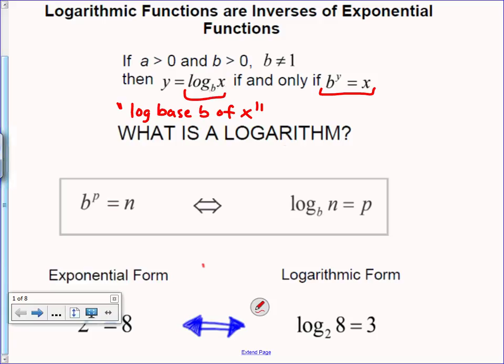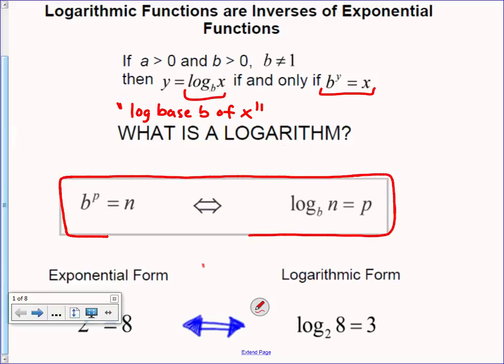Okay, so what is a logarithm more specifically? Well, if you look at this example, in exponential form, if it's base b raised to the p power equals n, that becomes log base b of n is equal to p. So essentially the logarithm equals the exponent. So what is a logarithm? It's an exponent. Okay?